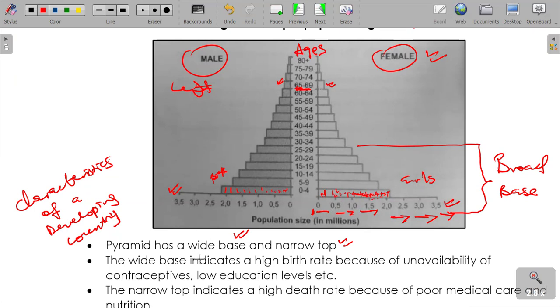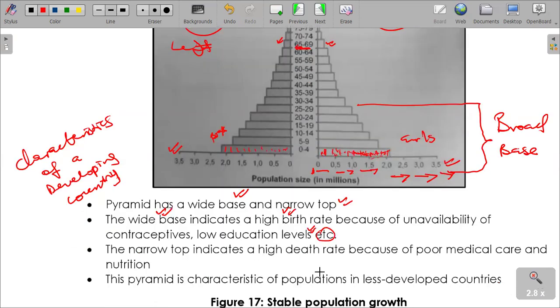So the wider base indicates a high birth rate, because of unavailability of contraceptives, low education levels, and other factors. These are accounting for a high birth rate, or a broader base. So in other words, you might find questions which ask why we have such a population representation in a developing country. Why should it have a broad base? The broad base is indicating high birth rate.